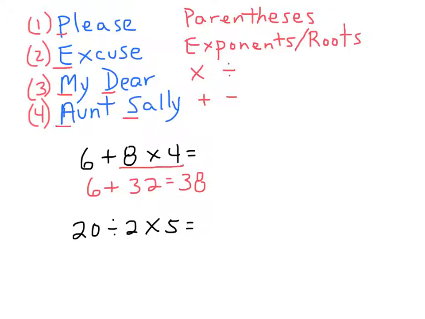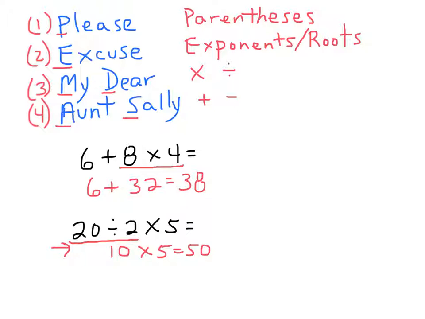Here's another example. 20 divided by 2 times 5. In this particular problem, all I have is multiplication and division. And this is one area that many people tend to make a mistake on. Since all I have is multiplication and division, I am going to do it in order from left to right. So I am going to do the 20 divided by 2 first. 20 divided by 2 is 10. 10 times 5 gives me 50 for my answer.